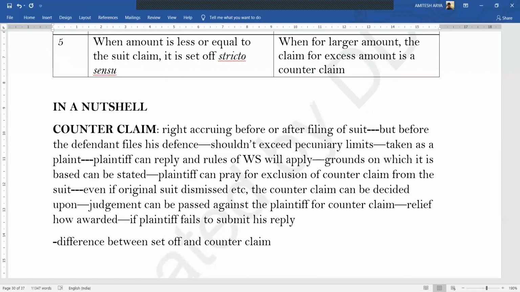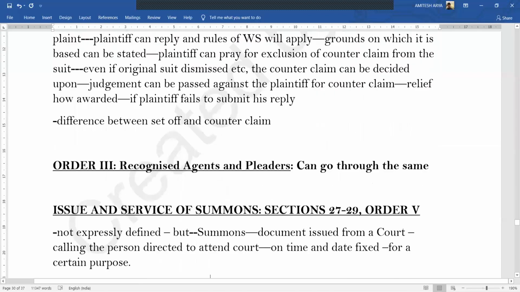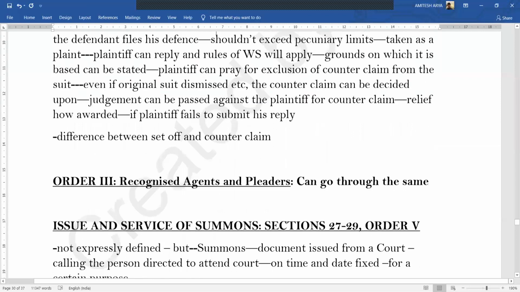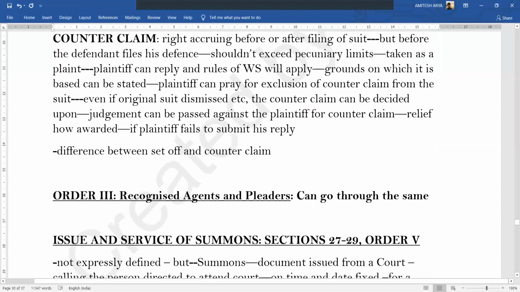Judgment can be passed against the plaintiff for the counterclaim, and relief can be awarded in what manner you have to see. And what happens if the plaintiff fails to submit his reply, and what is the difference between set-off and counterclaim. That is it to see under WS, etc. So this was Order 8 in totality. We understood about WS. Order 8 was also dealing with set-off and counterclaim.